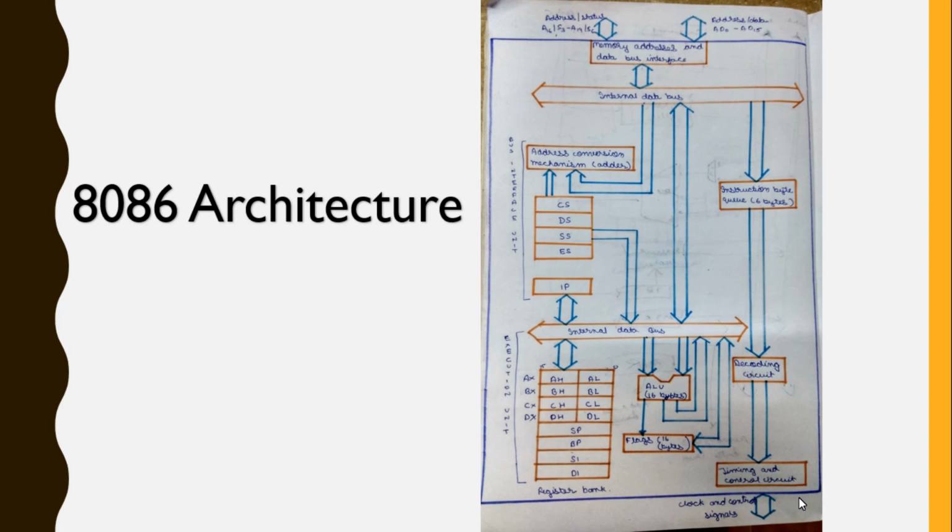This is the architecture of 8086. Here we have types of registers: CS, DS, SS and ES, known as segment registers. The second are AX, BX, CX and DX, which are general purpose registers, and SP, BP, SI and DI, which come under pointers and index registers. We will see a brief introduction about the flags also in this topic.